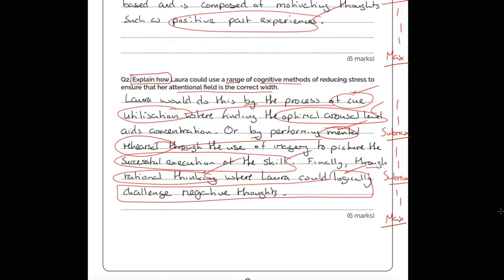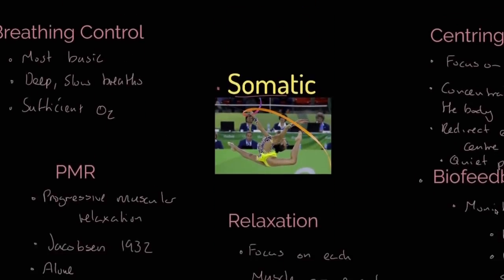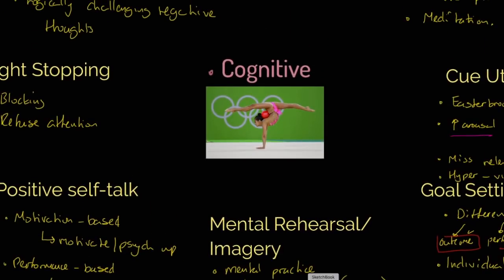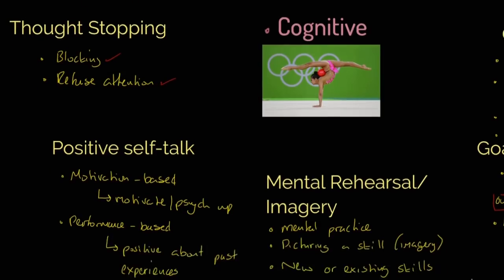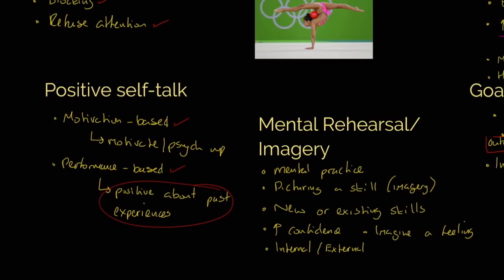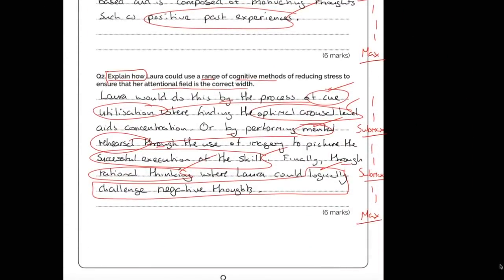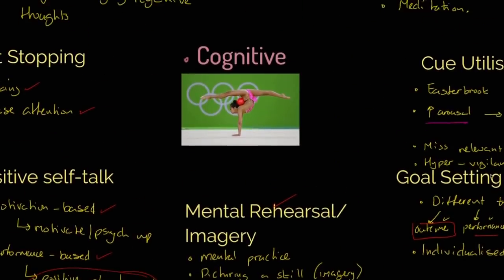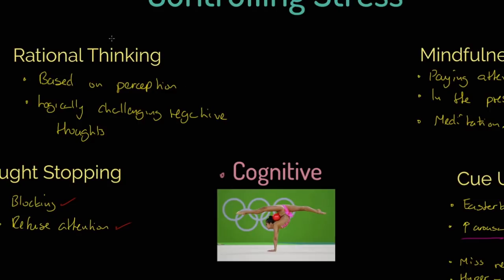There's my max. Just go back to what we said a moment ago. It's going to be stretched off the page. What did we just say there? We've got our cognitive methods up here. We looked at thought stopping, and I included blocking, refusing attention. I talked about self-talk, motivation-based, performance-based. I mentioned positive past experiences. And I talked about mental rehearsal, picturing the skill. What was my last one? Hang on a second. Oh, through rational thinking, sorry. I got my methodologies mixed up. Rational thinking based on perception. So I talked about that, and I talked about logically challenging negative thoughts.